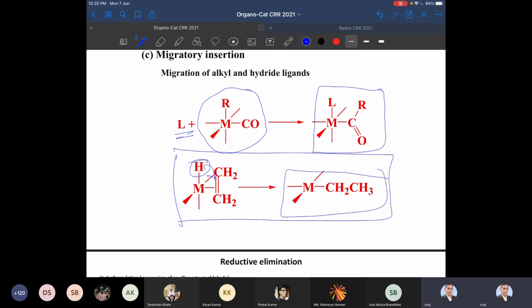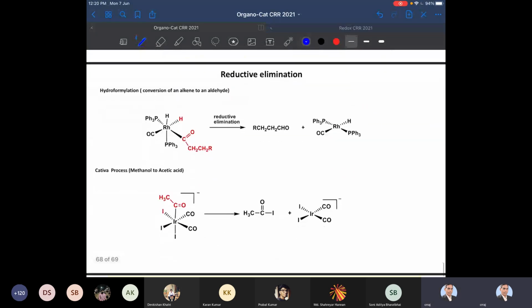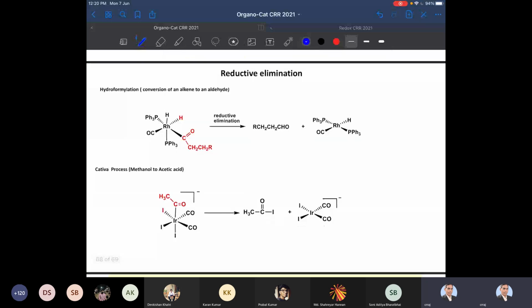Any type of this one, you should be able to find out very straightforwardly what the product of this reaction should be, the migratory insertion product, right? That's the reason I have given it here. Okay. I have given another example for reductive elimination.